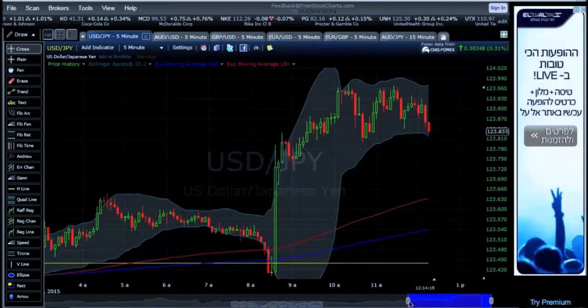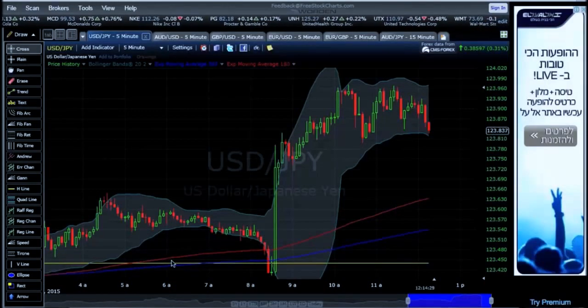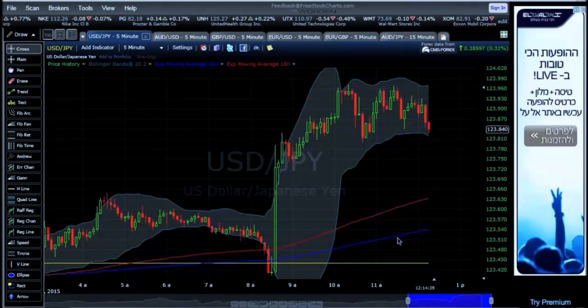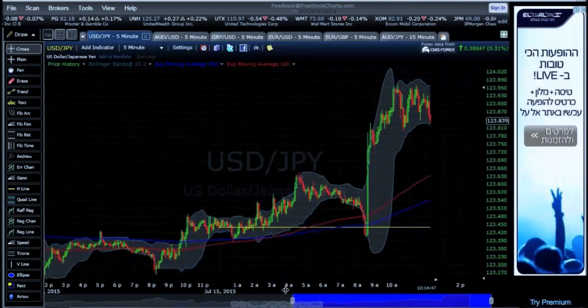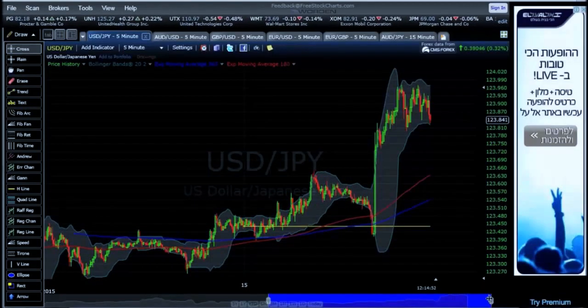First condition is to identify the long-term trend, the overall trend of the currency. How do we identify it? To identify the trend, we use the moving averages. When the 180 is above the 365, when the red is above the blue line, it means that the currency is currently uptrending. When vice versa, when the red line is below the blue line, it means that the currency right now is downtrending. So this is the first condition.